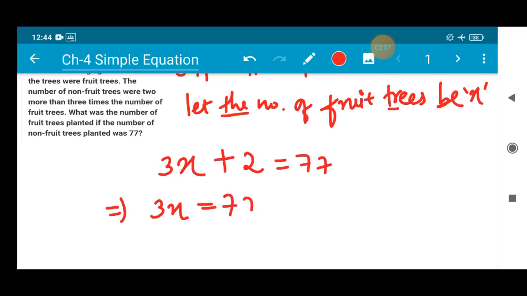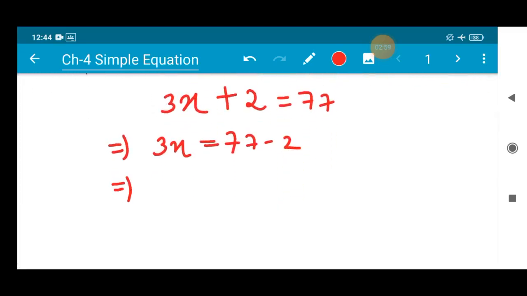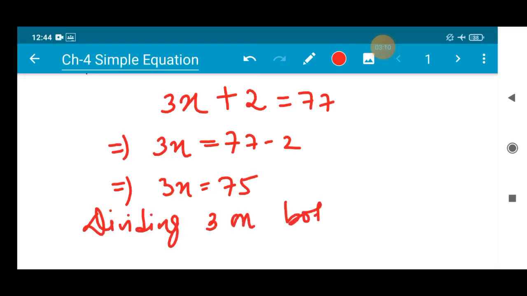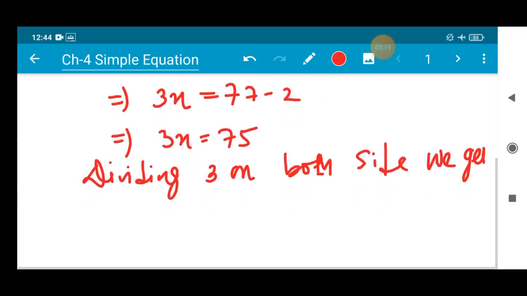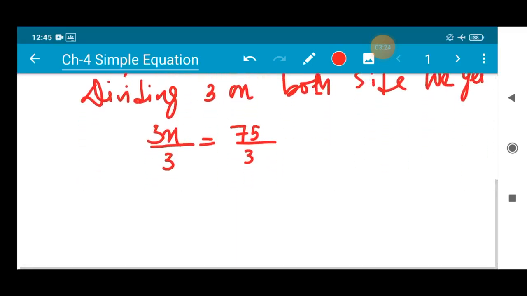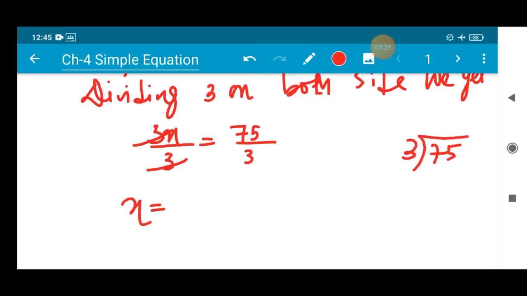3x is equal to 77 minus 2, which is 75. Now divide by 3 on both sides. Dividing by 3 on both sides, we get 3x divided by 3 is equal to 75 divided by 3. Now you start dividing. 3 gets cancelled out. Now the value of x is, let us divide this. 3 2s are 6, 3 5s are 15. So the value is 25 only, right?